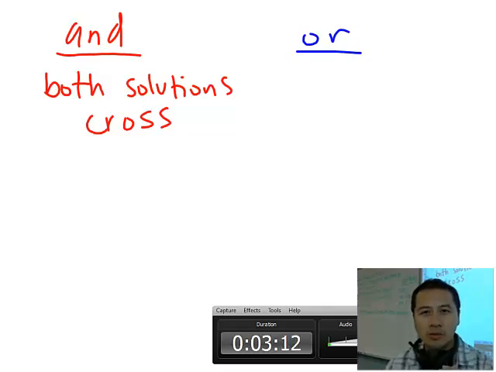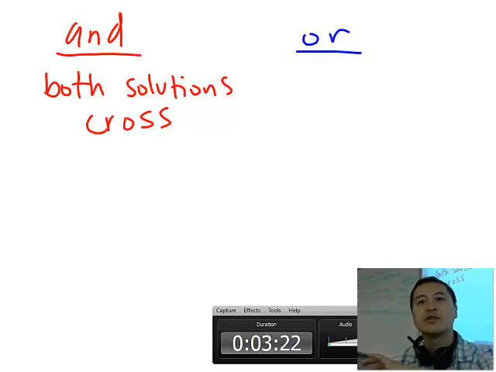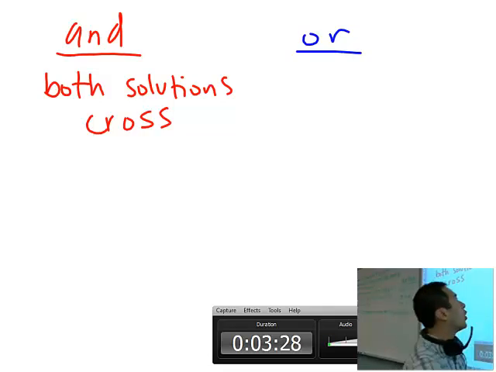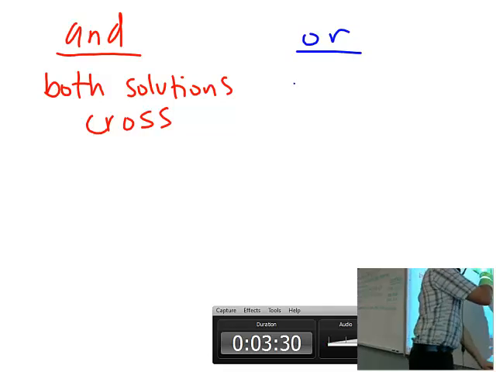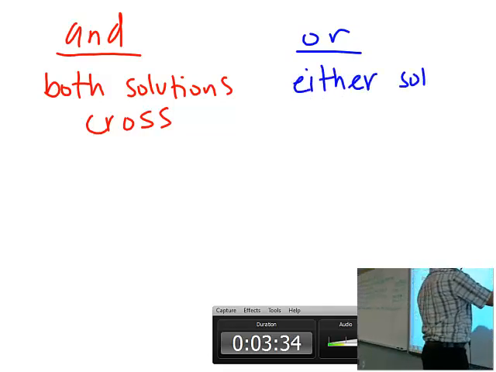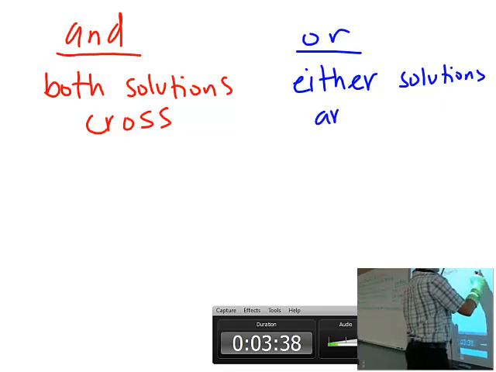So what does or mean? Or means either solution is okay. Either solution works. So in a mathematical equation, when you're graphing it, one solution is okay, the other solution is okay, so they're both okay solutions. You just graph it and you leave it. So let's write that down. What does or mean? Or means either solutions are correct.